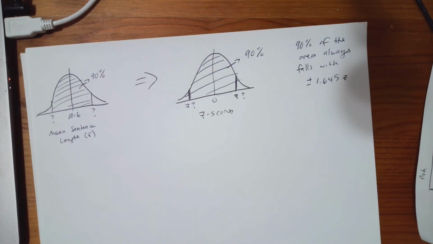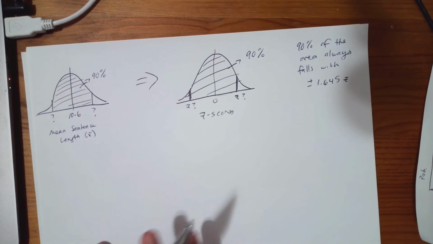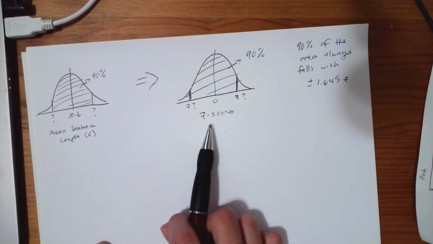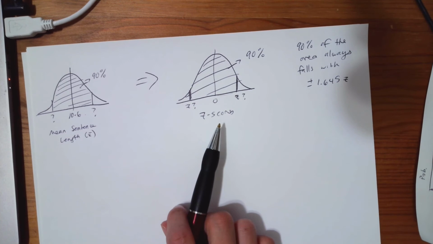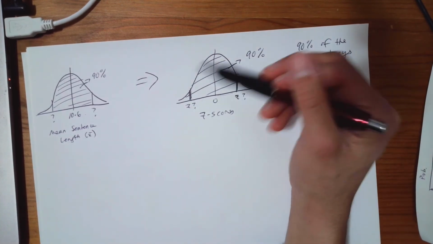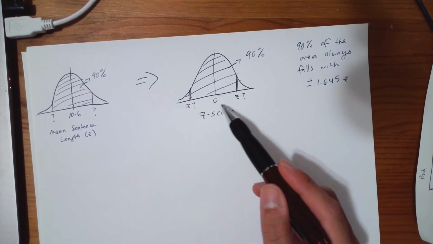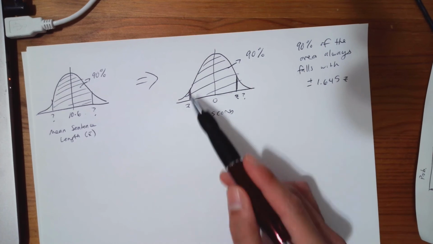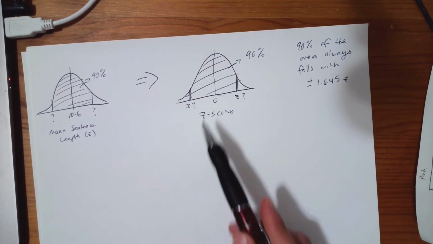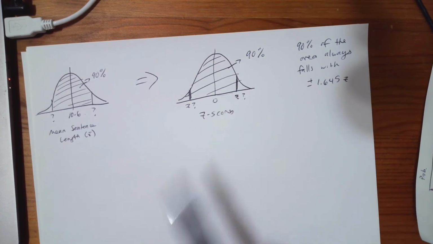And so again, we're using our basic property of the normal distribution, which is that you can convert everything to z-scores, and then you know based on the z-table what different values correspond to what areas. We're going to use that to say that we know that 90% of the area under the curve is always going to fall between plus or minus 1.645 z-scores on either side.